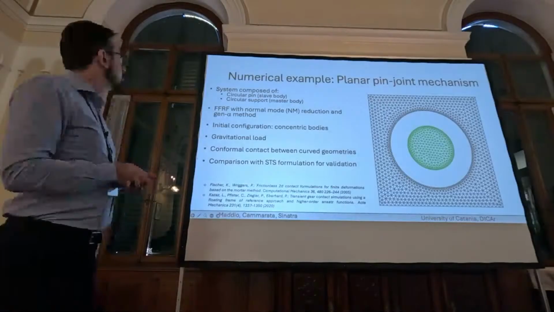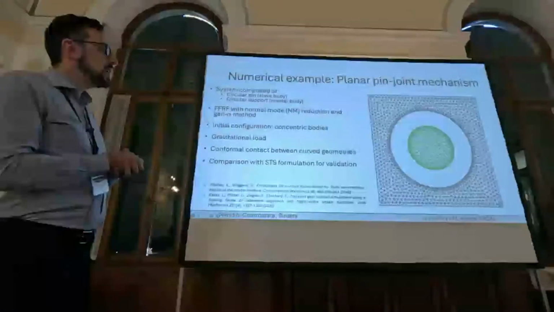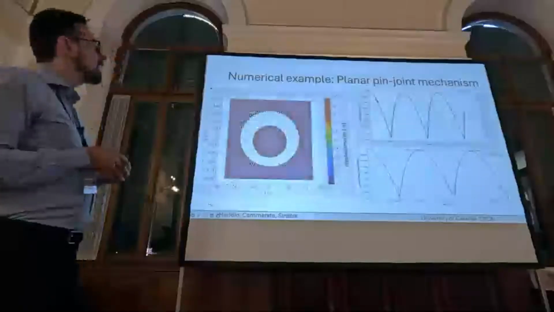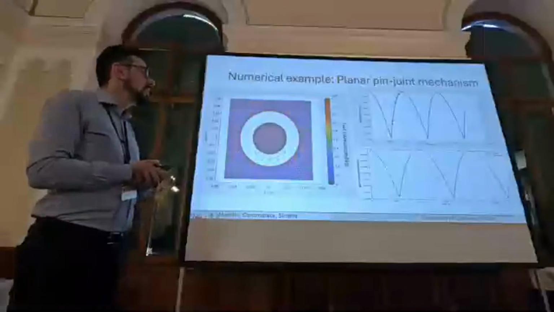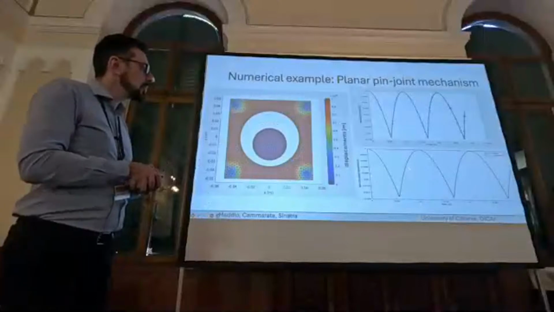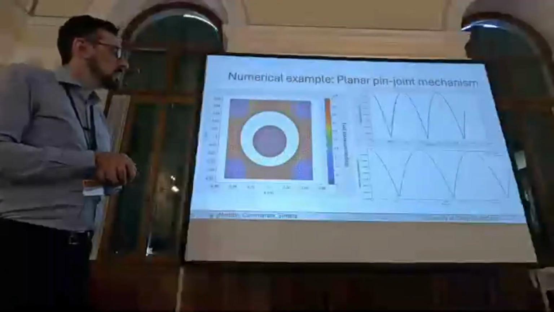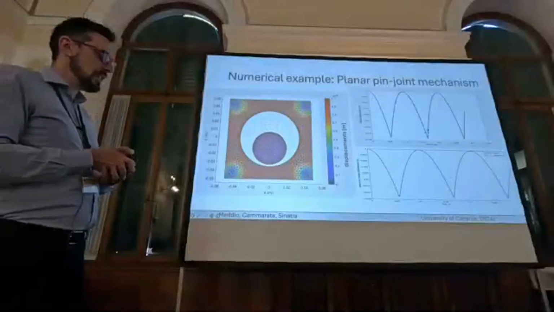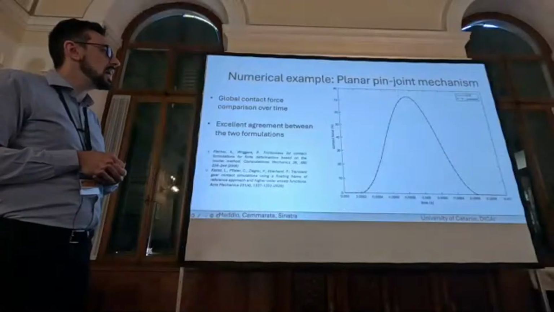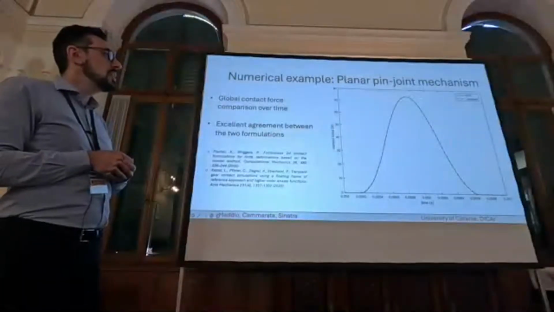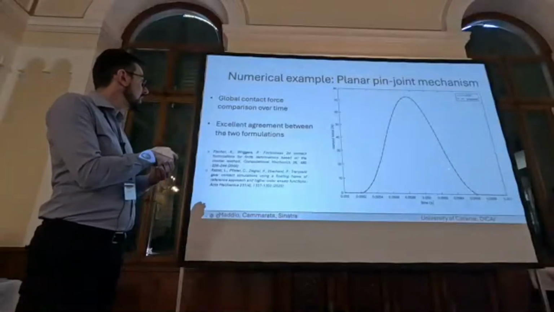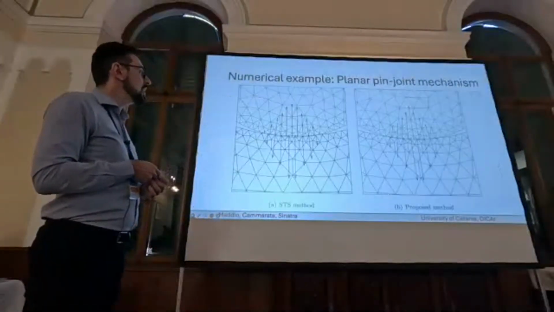We also compared against the STS method with a body inside a circular body, and here there is a representation of the behavior. It's elastic without friction, so it is represented exactly in the second plot. You see the slave body vertical displacement, both with our method and the STS method. And we also captured the behavior over time of the global contact force, and it matches exactly the STS method. We have an excellent agreement between the two formulations.